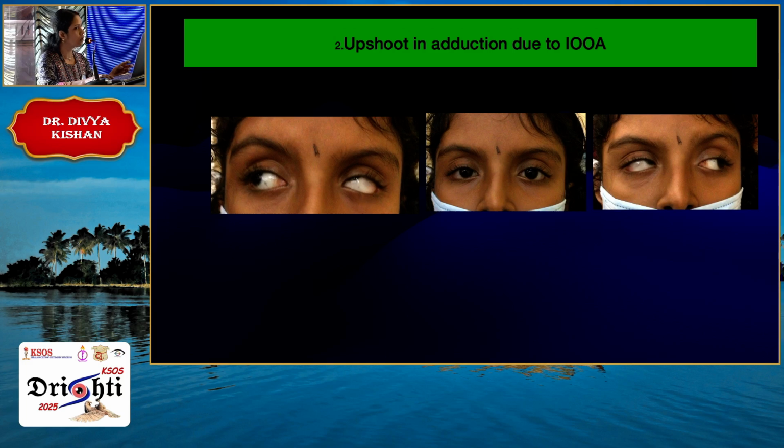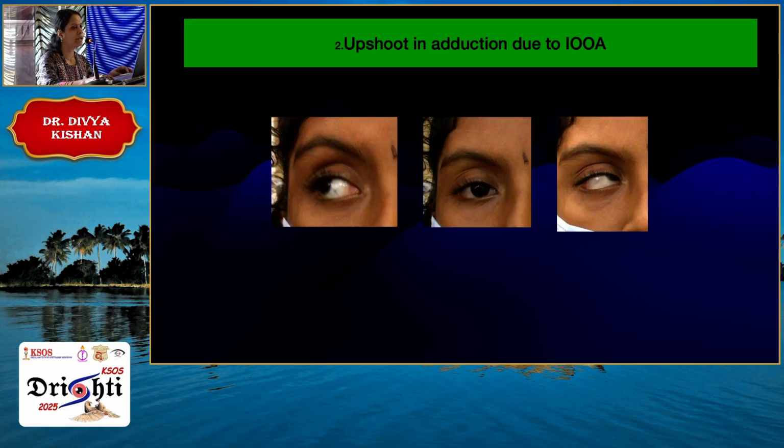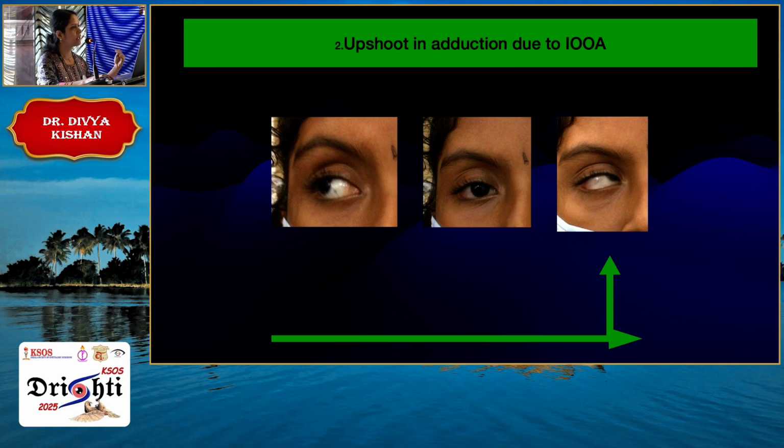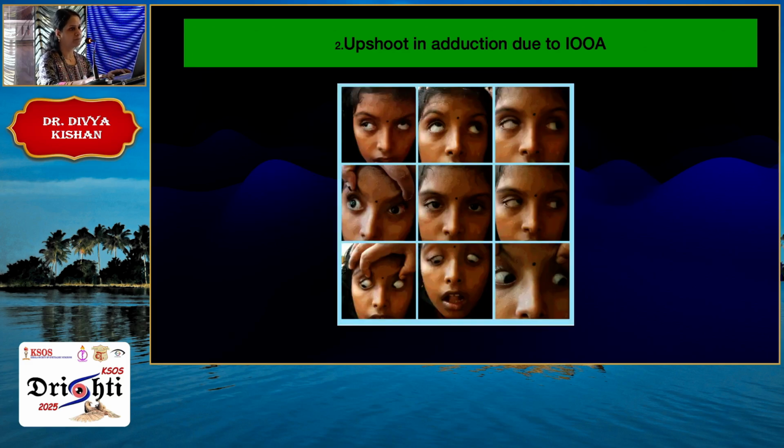Now, another close differential is that of an inferior oblique overaction. So this is a child with bilateral inferior oblique overaction. So you characteristically find that the elevation is more in adduction because it is an inferior oblique overaction, whereas in DVD, the elevation can be present in primary position, abduction, as well as in adduction.